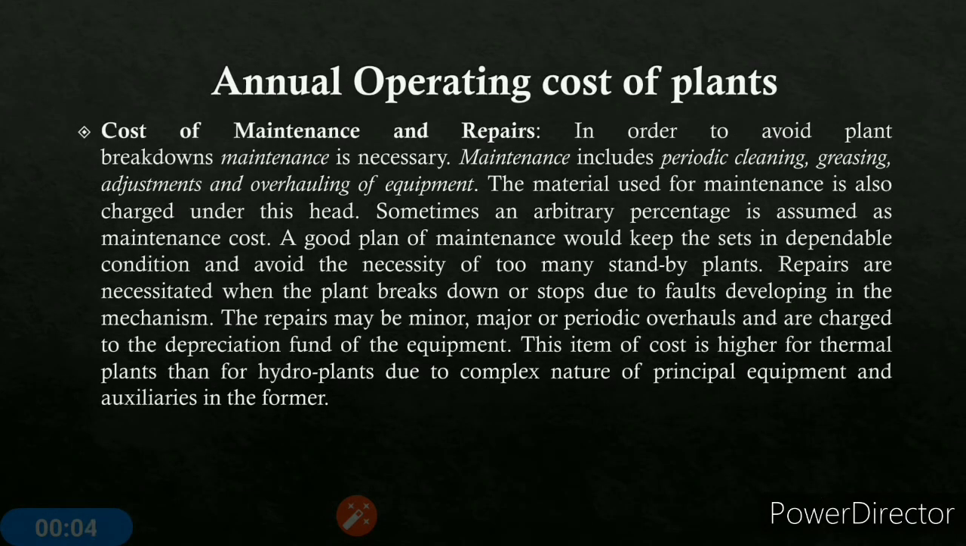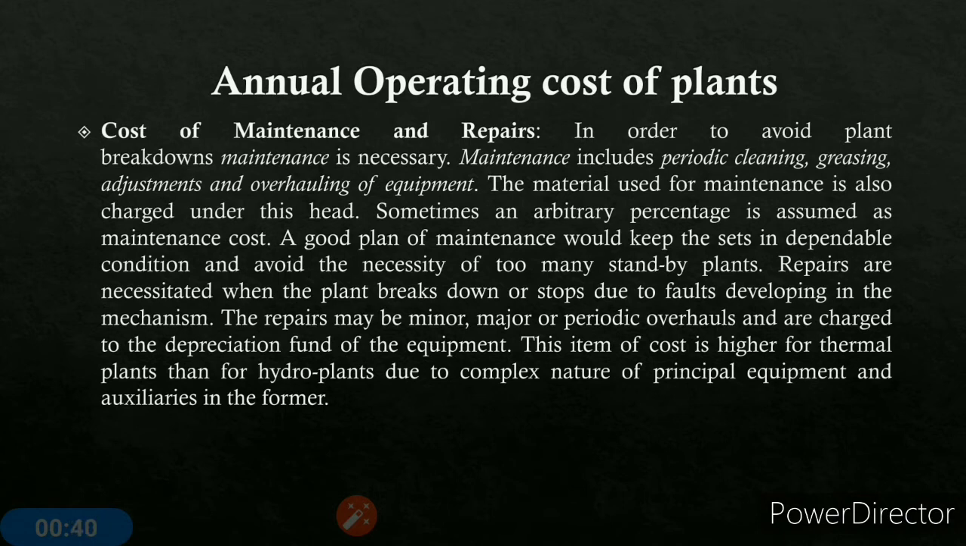And the next term is the cost of maintenance and repair. Now to avoid plant breakdown, maintenance is necessary. Maintenance includes periodic cleaning, greasing, adjustment, and overhauling of the equipment. The material which is used for maintenance also comes into the annual operating cost of the plant. For example, if we are greasing the motor or generator, then grease is required, and the cost of grease comes into the annual operating cost of the plant. So some percentage is assumed as a maintenance cost.